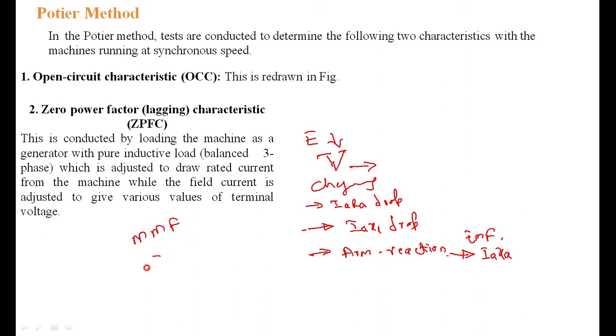MMF method, we know that once again there are three causes of change in the voltage. One is IRA drop, the second one is IXL drop, the third one is the armature reaction. In this case, the IXL drop is treated as one more armature reaction.